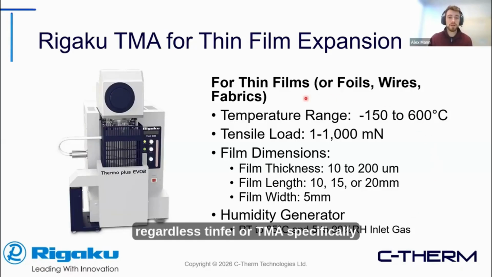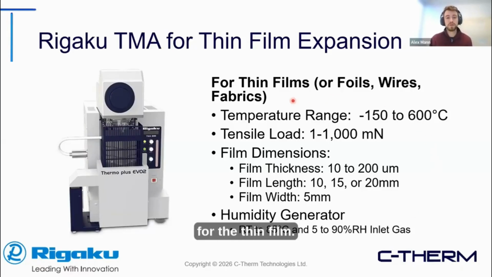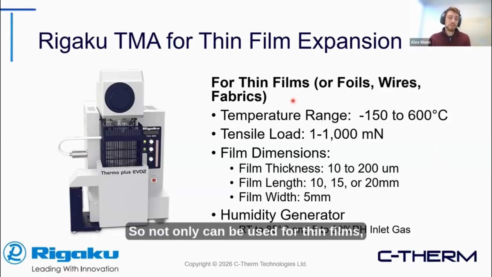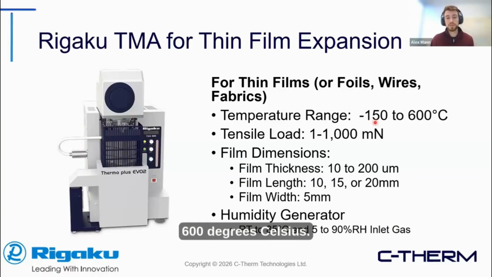Rigaku is the thin film TMA, specifically for thin films. Not only can it be used for thin films, but also foils, wires, fabrics, anything within the 10 to 200 micron range. Specifically for thin films, we can go all the way down to negative 150, which is good for the Tgs of fluorinated polymers, all the way up to 600 degrees Celsius.